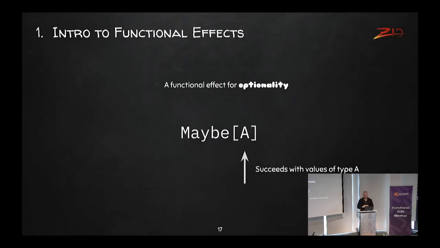So I'll call this data type Maybe. This is going to be a functional effect for optionality. So if we're concerned about things that may or may not be there, this is the functional effect we want to use. A Maybe of A can succeed with values of type A. However, it can also fail to produce any value of type A.